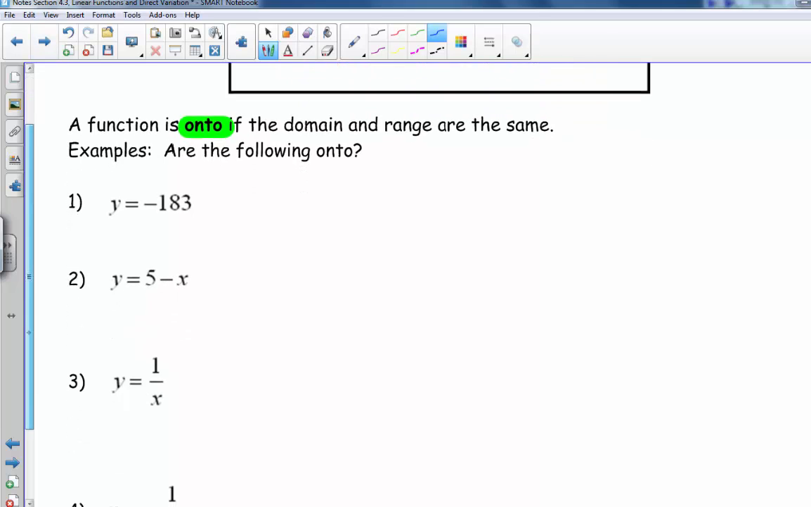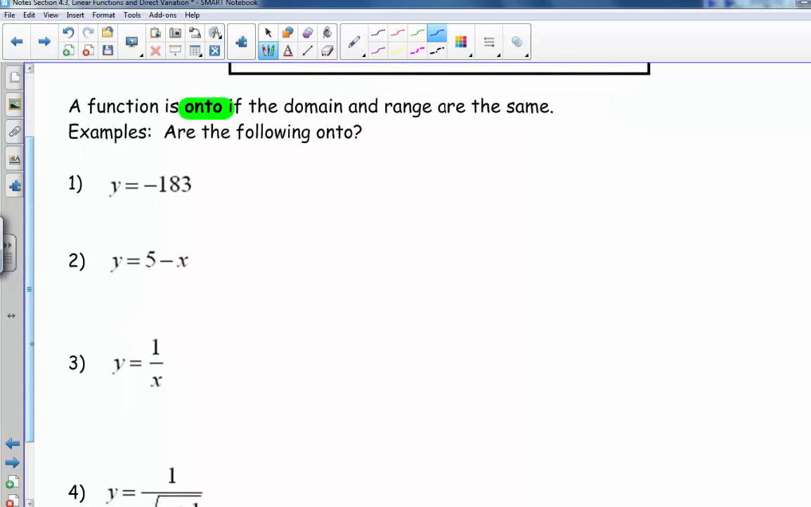Okay, the last thing that we're going to talk about is a function being onto. So, does it pass a vertical line test to determine if it's a function? Does it pass the horizontal line test to determine if it is 1-to-1? And now the last part is, is it onto? To be onto, the domain and the range have to be the same. So remember, the domain is the x values and the range is the y values.